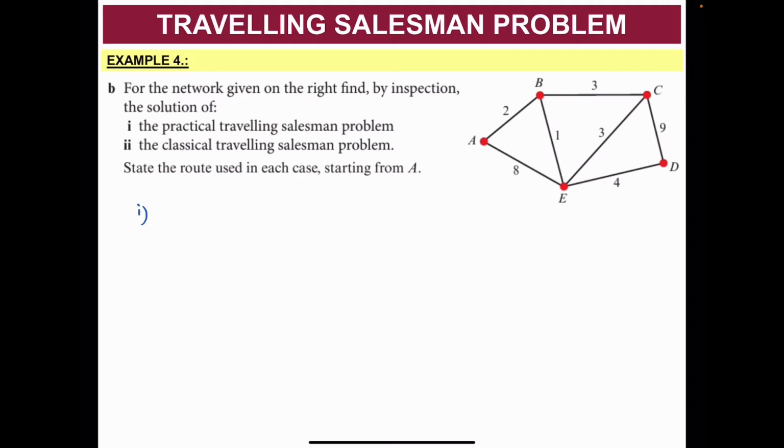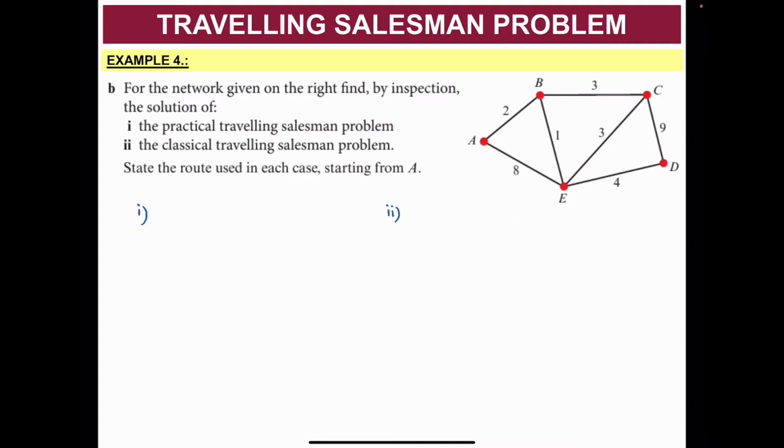So in the first one, in the practical one, it says that you must visit every single vertex at least once. So that's in the first case means at least once, in the second case exactly once. I'll start with the second case in the classical one because it's easier.